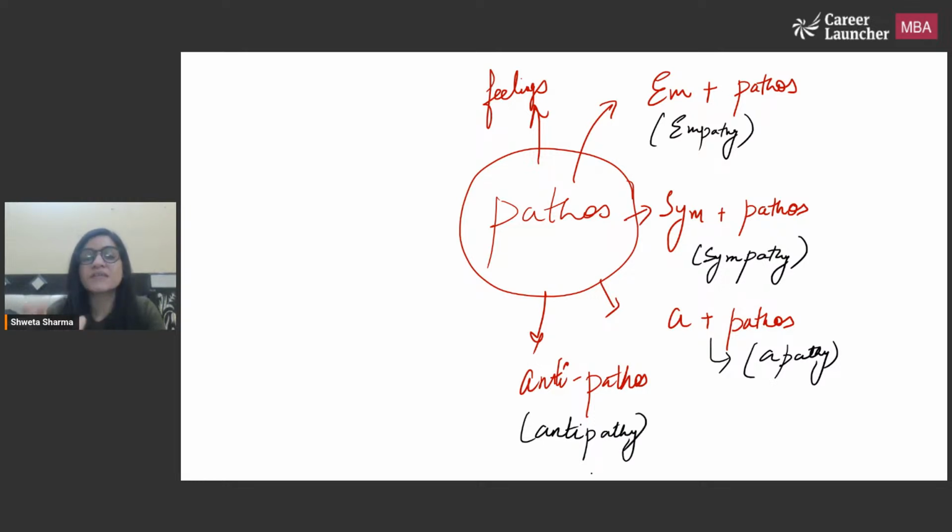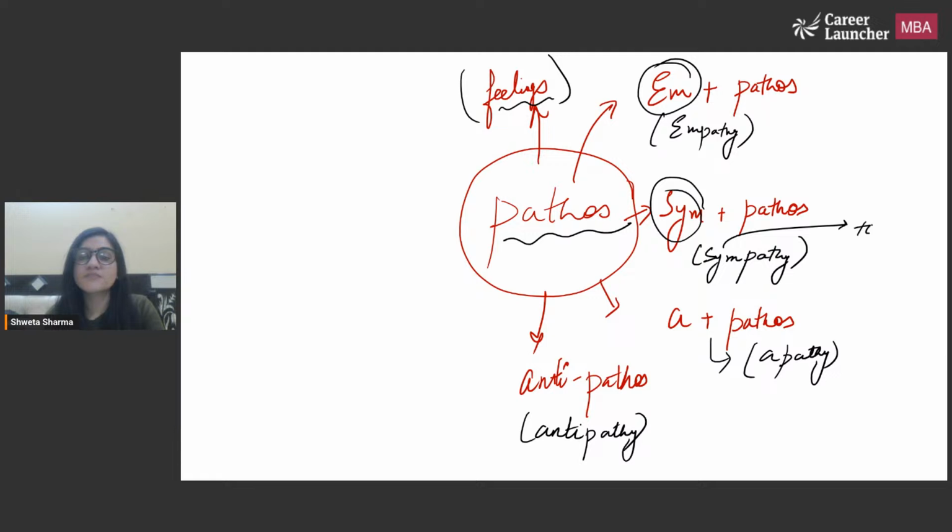So what do you see? How are these words different? I know pathos is feelings. Pathos refers to feelings. But when I add M to it and when I add sim to it, what is the difference? Sim or sin means together, like in synchronous. This means together. And M also refers to close. But what is the difference between sympathy and empathy? How are these words relatable? How do you relate them?